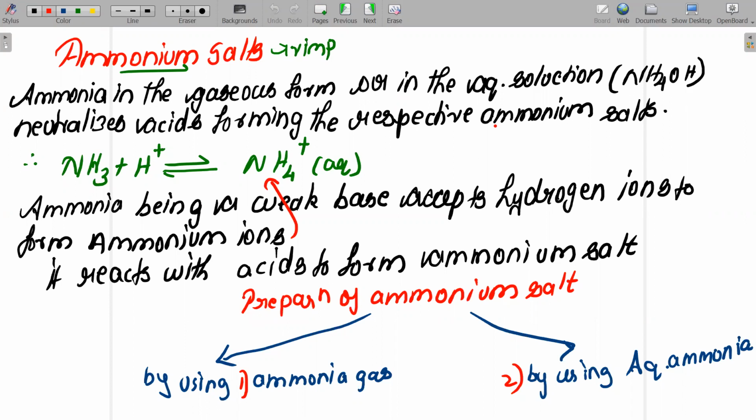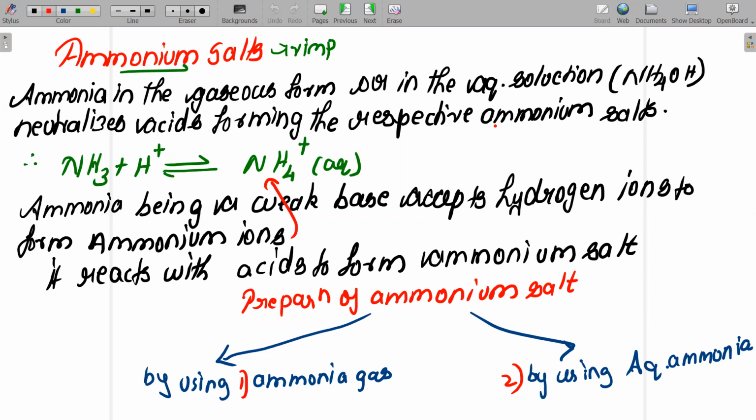So how this reaction is occurring, we are explaining. Ammonia is a weak base, right? So if you add acid into that weak base, it tries to become neutralized. Because of that process, you get ammonium salt. For example, NH4+ reacts with acids to form ammonium salt. Now, preparation of ammonium salt. There are two types of preparation of ammonium salt, by using ammonia gas and by using aqueous ammonia. This topic I'll discuss next class.